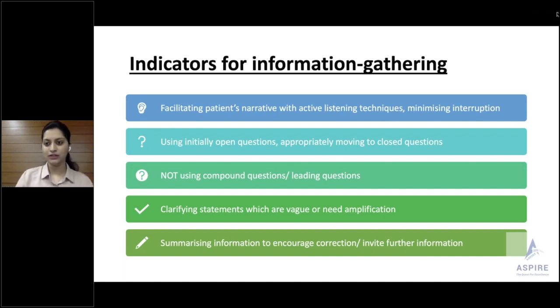All right, facilitating patients' narrative with active listening techniques, minimizing the interruption. So whenever a patient is giving you the details, don't cut them in between. Let them tell you what they want to tell you. Let them complete their statements. And whenever they are giving you long chunks of information, just to show them that you're following, try to repeat the last 2 words of what they said, like, all right, so this is what happened, or just small phrases like those that show that you're actively listening to them.